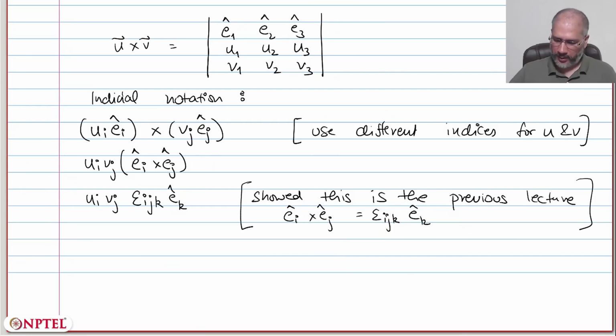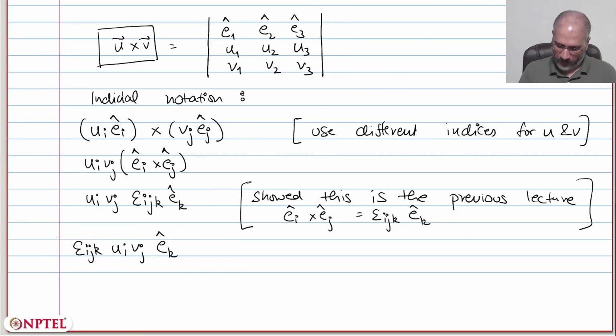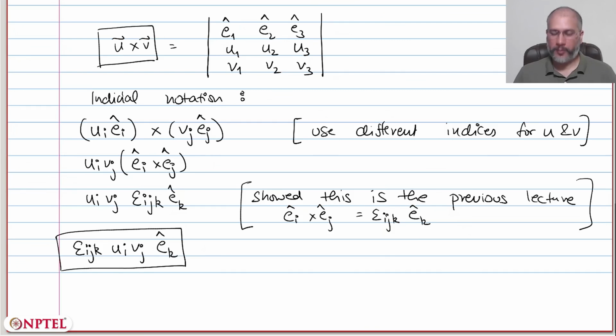And it's typically done that we keep the epsilon on the left hand side. This is also a scalar. Remember, the values it can take are 1, -1 and 0 depending on the situation. So this also moves to the left hand side, and we have this expression for the cross product between u and v using the indicial notation.